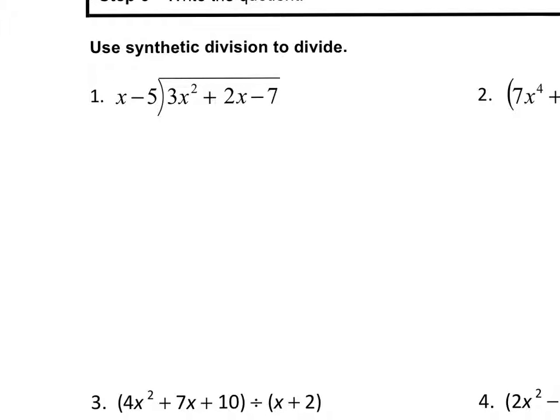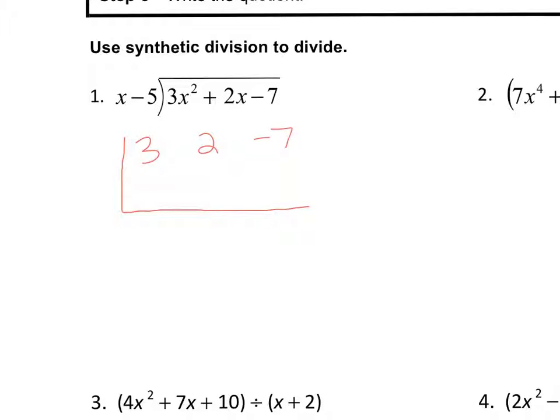When we set up our synthetic division, we are going to be taking the coefficients of each of these terms. So I am going to begin with writing down the 3, leave a little bit of space. I'm going to write down the 2 and the negative 7. And then I want to draw this partial box around it, and you want to leave an open spot here. We're going to put some numbers here in a minute.